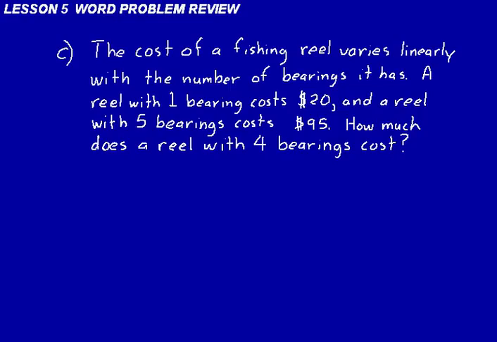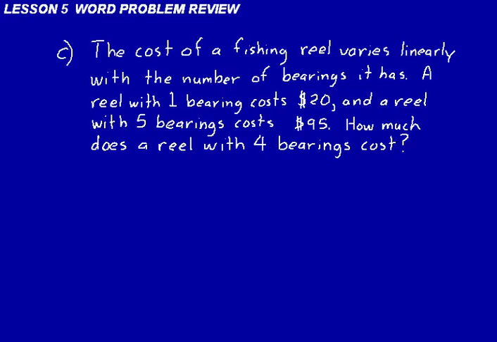Look at this problem. Let's read it through one time. The cost of a fishing reel varies linearly with the number of bearings it has. A reel with 1 bearing costs $20, and a reel with 5 bearings costs $95. How much does a reel with 4 bearings cost? Well, let's just think about what we're trying to do here. We're trying to find the cost of a reel. So we need one equation because we have one unknown. How much does the reel cost?